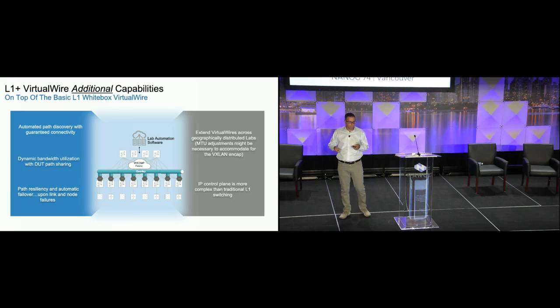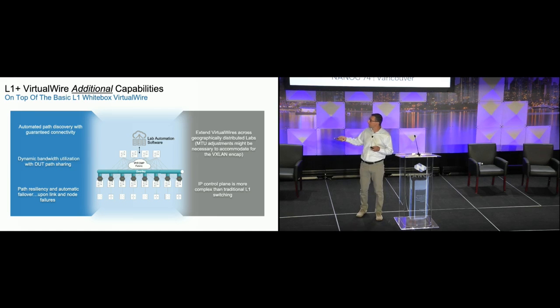Second, we have the ability to perform dynamic bandwidth utilization. So what this means is you can connect 40 DUTs and leverage one uplink. In a circuit switch environment, with 40 DUTs, you need to burn 40 uplinks. So it's a lot more efficient, and you can share fabric paths in the ECMP fabric across multiple DUTs.